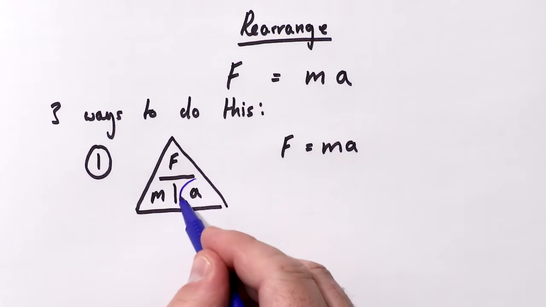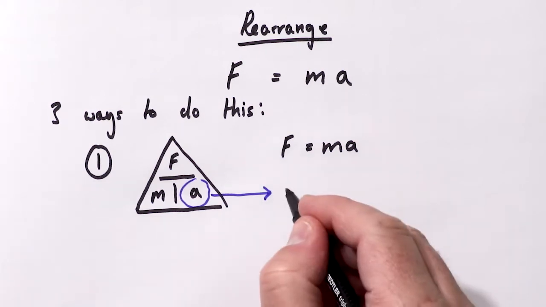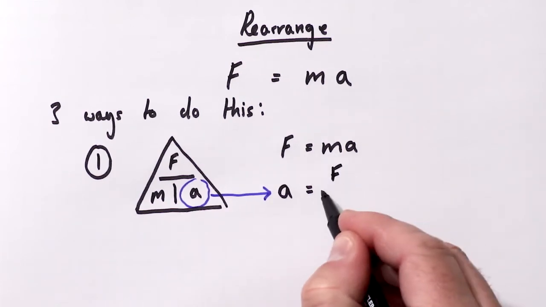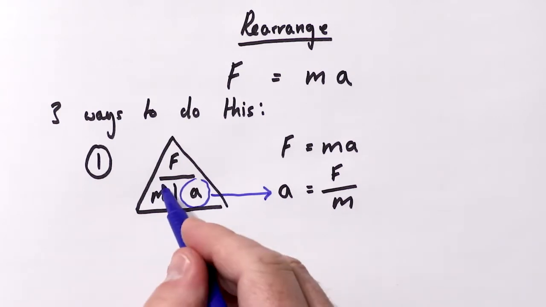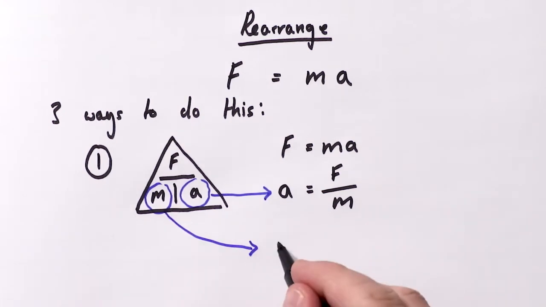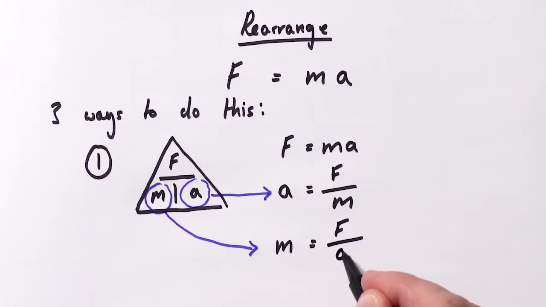For instance, if I want to find a, I can look at the triangle and say, okay, I need a equals, well, it's f over m. F over m. And if I want to work out m, I do exactly the same. I look at my triangle and I go, well, m equals, it's f over a. So that's one way of rearranging equations, which is taught in secondary school, and it's called the triangle method. And it's often useful for checking other calculations.